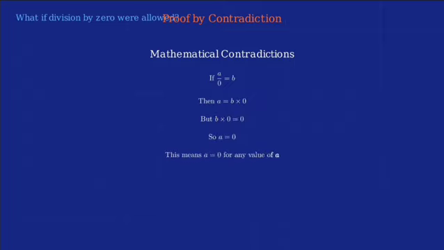This means that any number a would have to equal zero. But this creates an obvious contradiction. 5 would equal 0, 42 would equal 0, pi would equal 0. Clearly impossible.